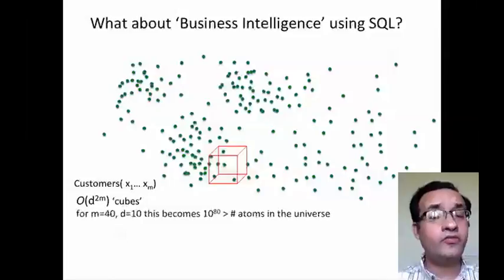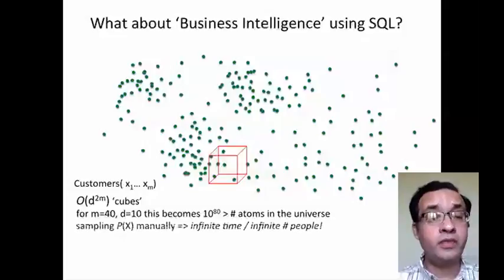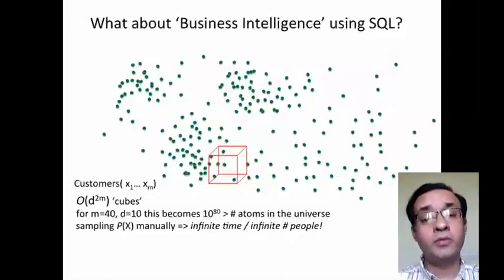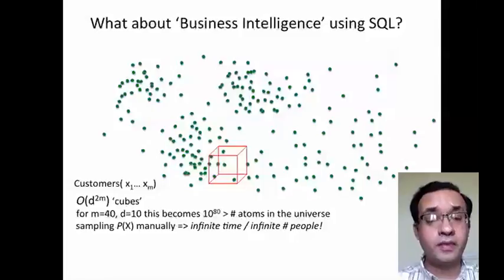And very easily you can figure out that if m is equal to 40 and d equal to 10, so you have 40 features per customer, and each of them can take just 10 possible values, this is a huge number. It's more than the number of atoms in the universe. And really what this means is that sampling this distribution and trying to find some interesting patterns manually is pretty close to taking infinite time. Even if you have an infinite number of people, you can probably crack it, but not otherwise.